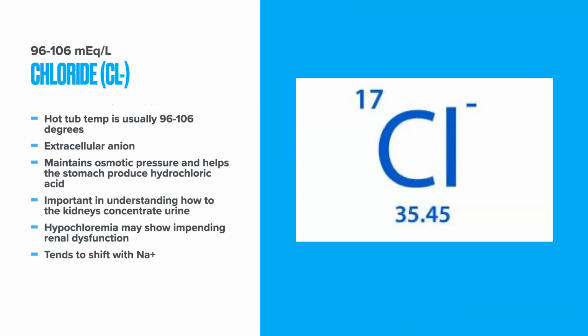Chloride is 96 to 106, and there's a really easy way to remember this lab value. Chloride, hot tub, right? You put chlorine in your hot tub. A normal temperature of a hot tub is 96 to 106. I'd be so mad if I got in a hot tub that was 96 degrees. That's why I get in the 106 one.